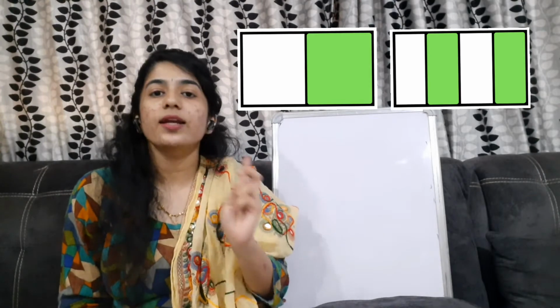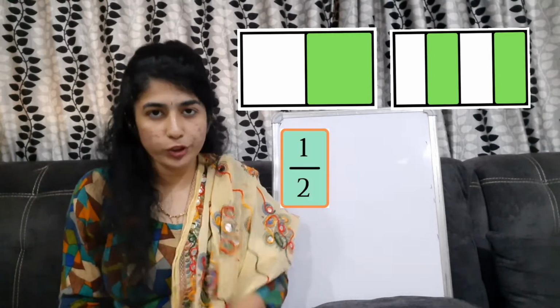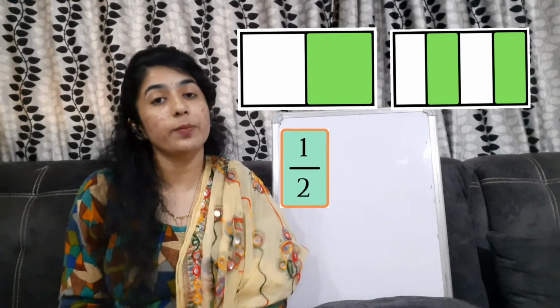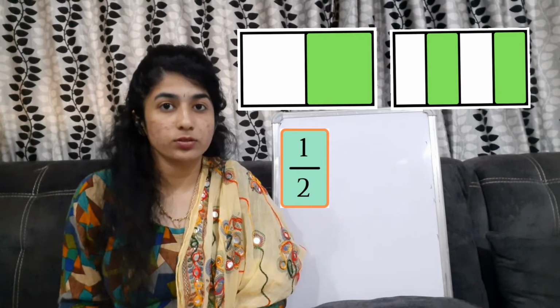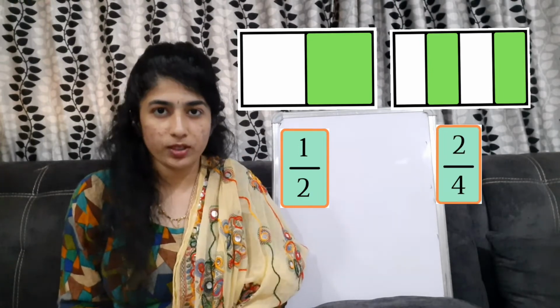So for example, here I have two images, right? One is the image where there are two equal parts, and one side is shaded, and in another you can see that there are four equal parts, and from that two parts are colored, right? So what do you observe? What will be the fraction of the first image? For the colored one, it will be 1/2, right? And for the second image, what will be the fraction of it? For the colored one, very good, it is 2/4, right?